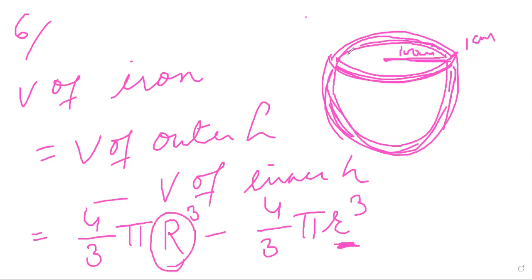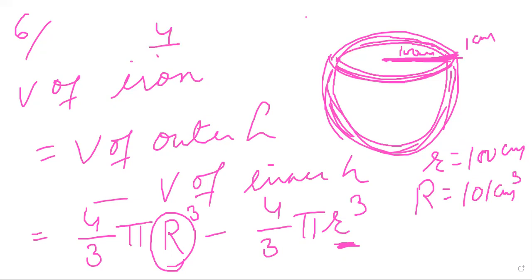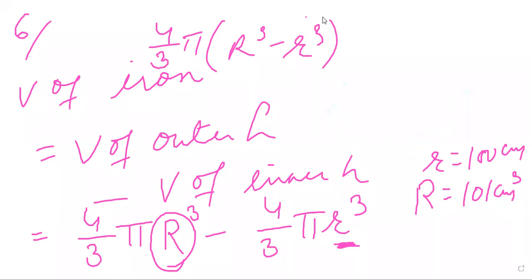So inner radius is given 100 centimeter, that is small r is 100 centimeter, and the outer one comes with a thickness of 1 centimeter. So the radius of the outer hemisphere will be 101 centimeter, that is capital R is equal to 101 centimeter. Here you can take 4 upon 3 pi common and it will be R cube minus r cube. Then 4 upon 3 pi into 101 cube minus 100 cube.